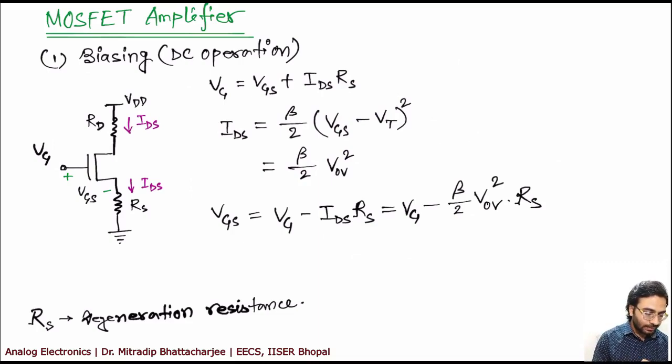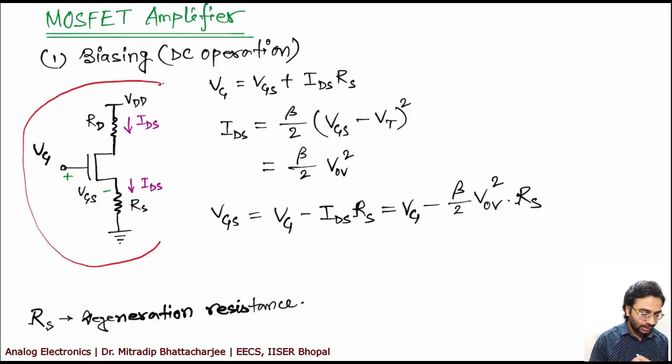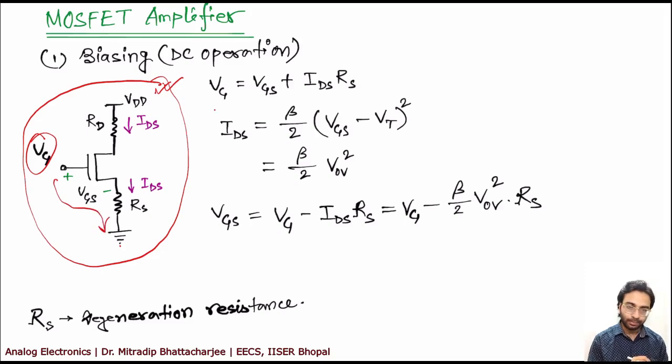Now this is a typical MOSFET biasing circuit. If you look at this circuit, you'll find you have a VDD value, you have a VG value, and the source is grounded. Now if you follow this loop, you'll find VG is equal to VGS plus IDS into RS. One thing you should note is that in the case of a BJT, IC and IE were not exactly equal.